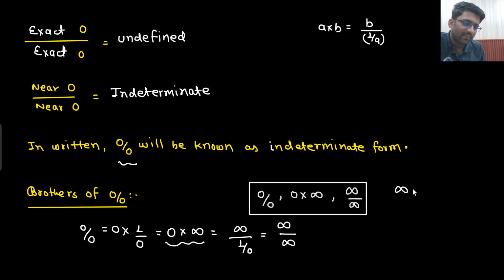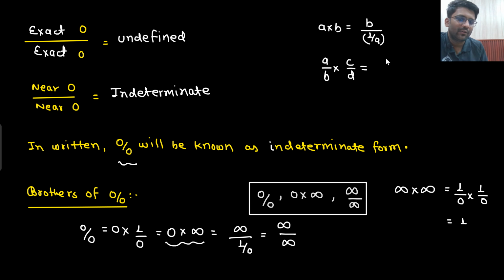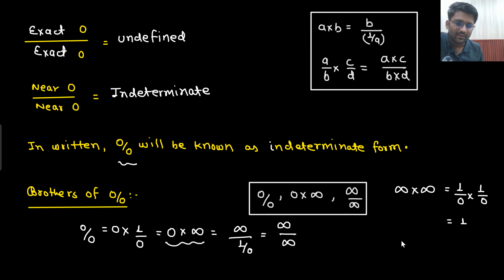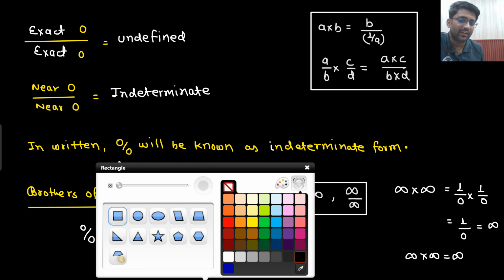What about, sir, infinity multiplication infinity? Is it an indeterminate form? Let's check that out. What is infinity? 1 by 0. What is infinity? 1 by 0. 1 multiplied with 1 over 0 multiplied with 0 follows A multiplied with B multiplied with C divided by D, what would that be? A into C, B into D, right? You know these things, so a similar thing we are applying here. 1 multiplied with 1 will be 1, 0 multiplied with 0 will be 0. What answer are you getting? Infinity only. So what is infinity into infinity? That is infinity only, so it is not an indeterminate form.